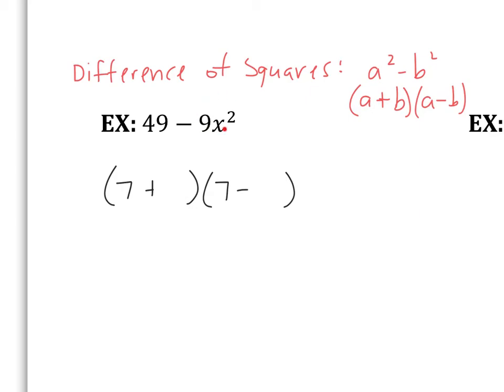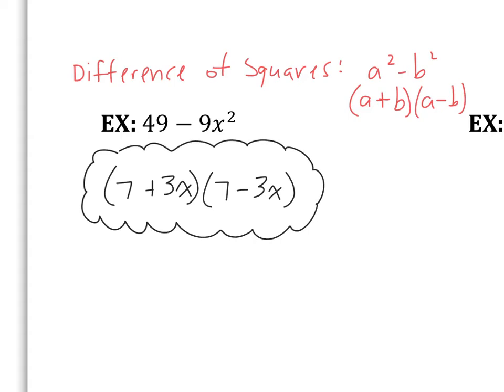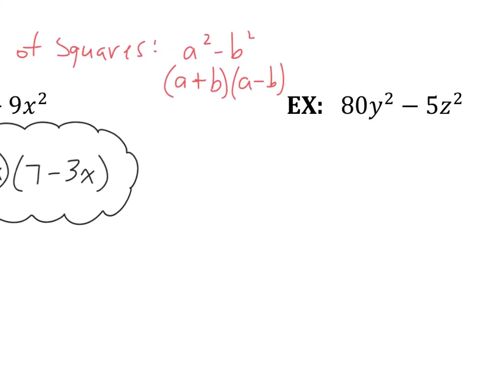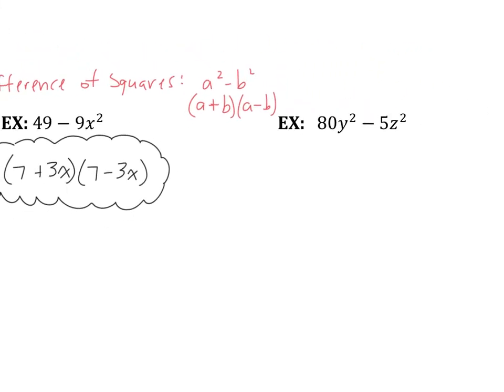And now we take the square root of our 9x squared. Well, square root of 9 is 3. Square root of x squared is x. So we have 7 plus 3x, 7 minus 3x. And again, I should have mentioned, but we should have always checked for GCF first. Okay, so that's a difference of squares, but notice what's first. This time our constant or our number and our variable is the second term, right?